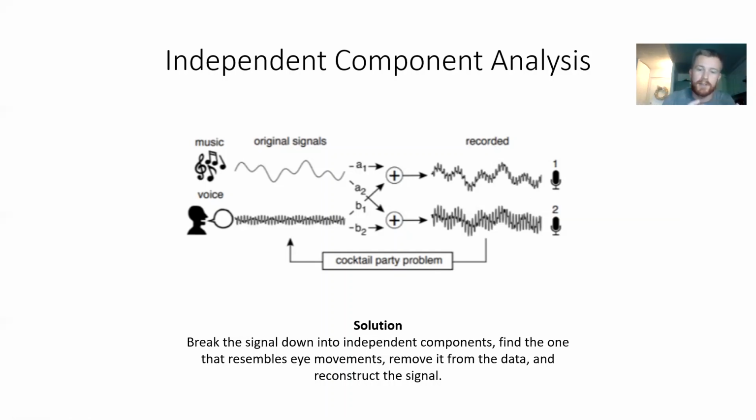All right, and just to reiterate, the solution to ocular correction with ICA is that we break the signal down into all these independent components. We find the ones that we think are the most like what blinks look like, and then we remove those from the data, and then we reconstruct the signals using those weights that we've figured out.